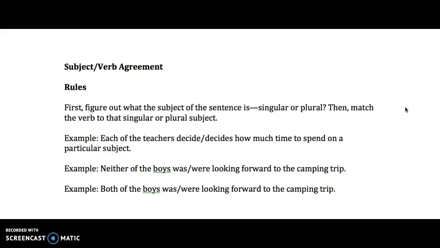Additional practice is available on Purdue's online writing lab website, and you'll get it. You do have to pay attention to subject-verb agreement. They have to align.